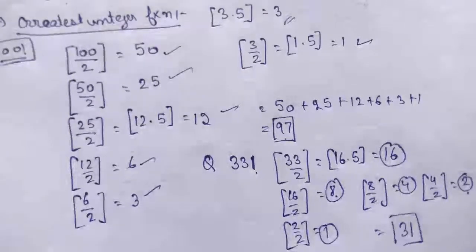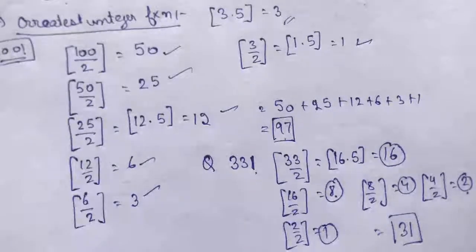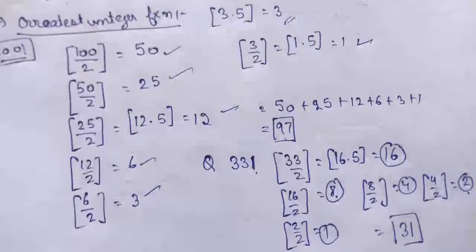Okay, so this is the way to find out how many number of 2's are present in factorial of any number. You can be asked about 200 factorial also, you could be asked about 100 factorial also, you could be asked about 1000 factorial also.